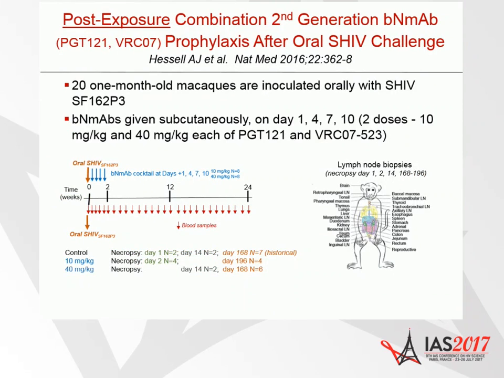So this study now looks at post-exposure prophylaxis with a combination of PGT121 and VRC06 after oral SHIV challenge. So 20 one-month-old macaques were inoculated orally with SHIV. Broadly neutralizing antibodies were given subcutaneously on day 1, 4, 7, and 10 in 2 doses, either 10 milligrams per kilogram or 40 milligrams per kilogram. Selected animals were necropsied at day 1 to 2, day 14, and then day 28, and multiple lymph node biopsies were done as shown in the little monkey there.